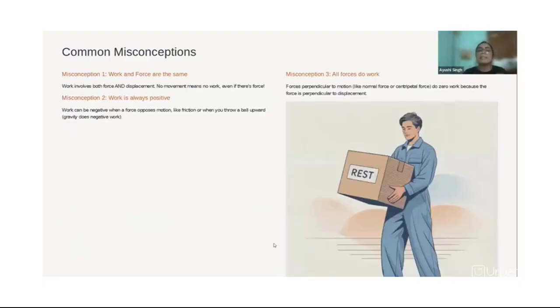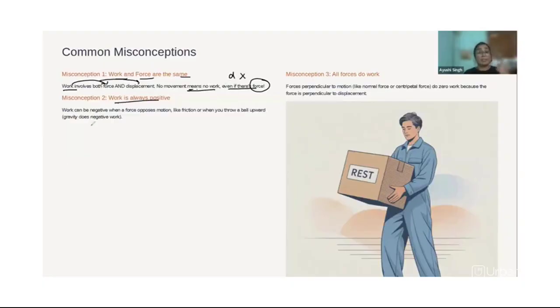Some misconceptions are there. Let's burst those out. First is that work and force are the same. No, it is not the same. Work involves both force and displacement. And no movement means no work, even if there is force. Even if the force is there, there is no displacement, so no work will be done.